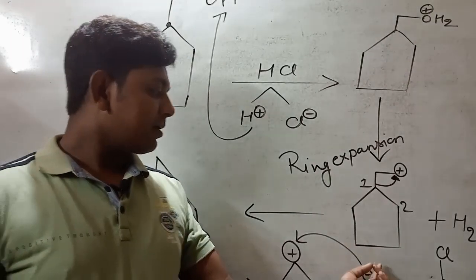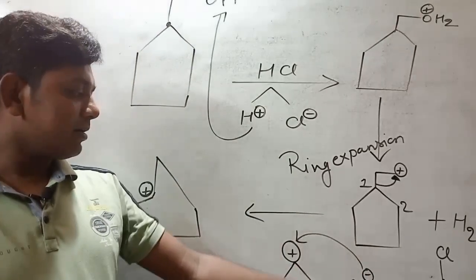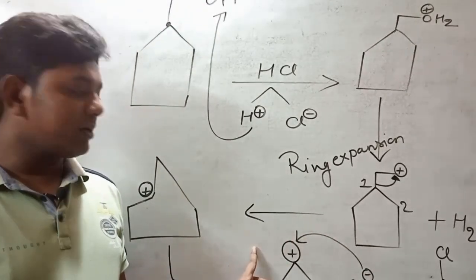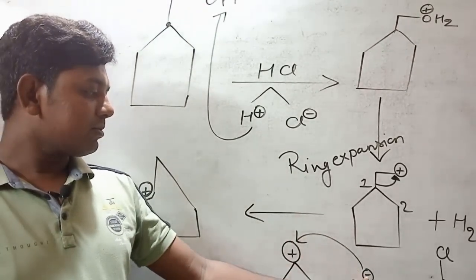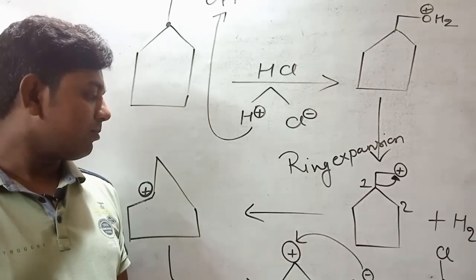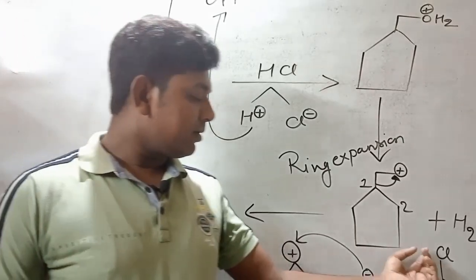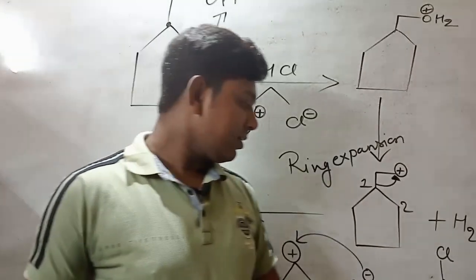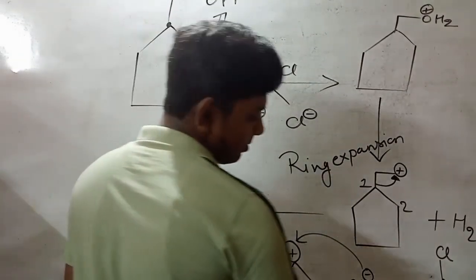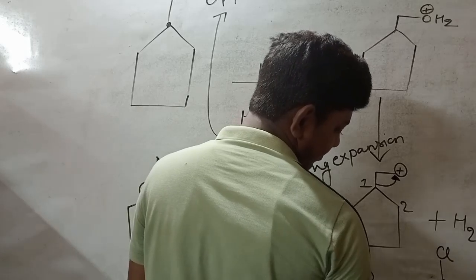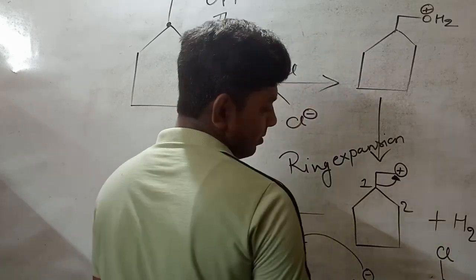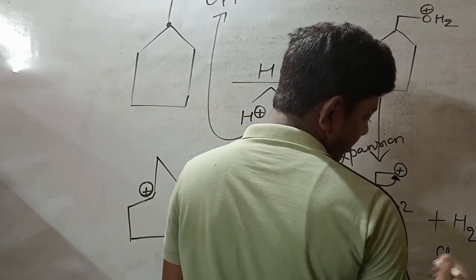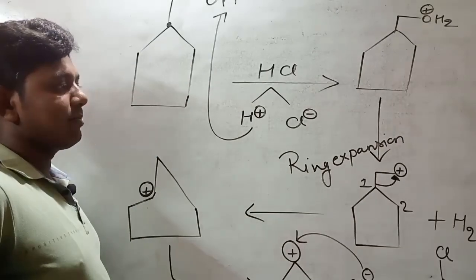Then chlorine minus attacks the stable carbocation. So Cl minus attacks the positive end. They formed chlorocyclohexane. We can write it like that. So this is the final product.